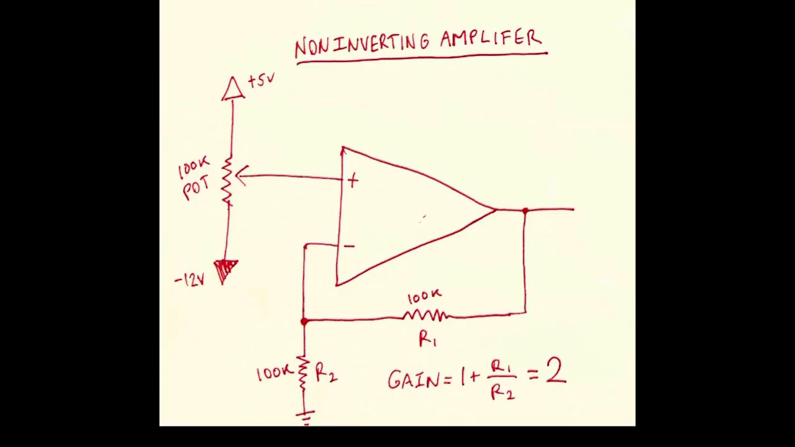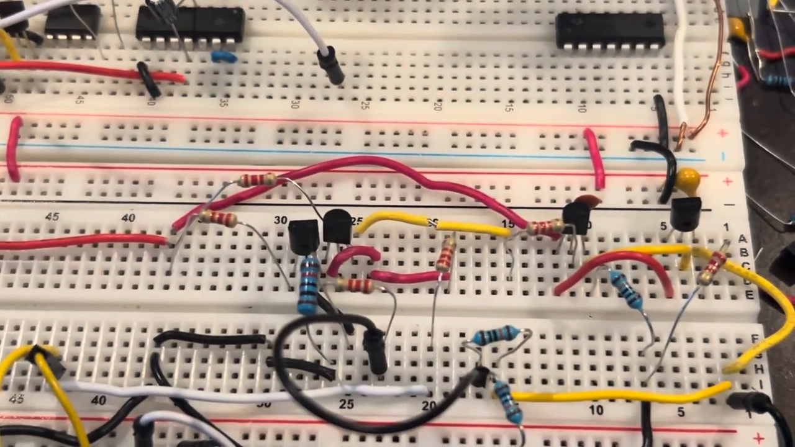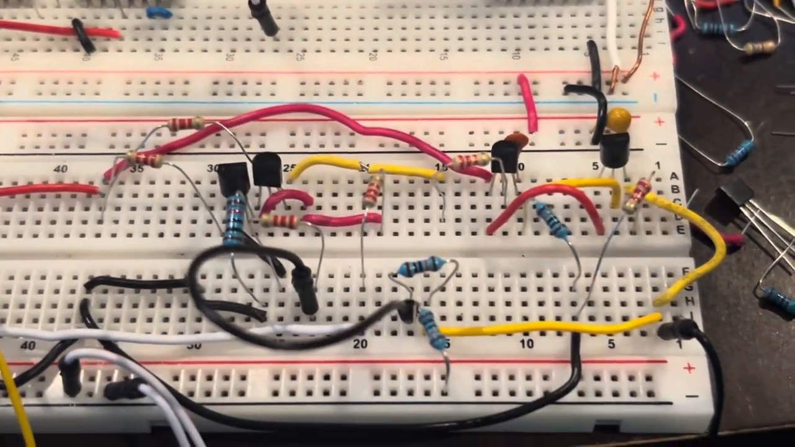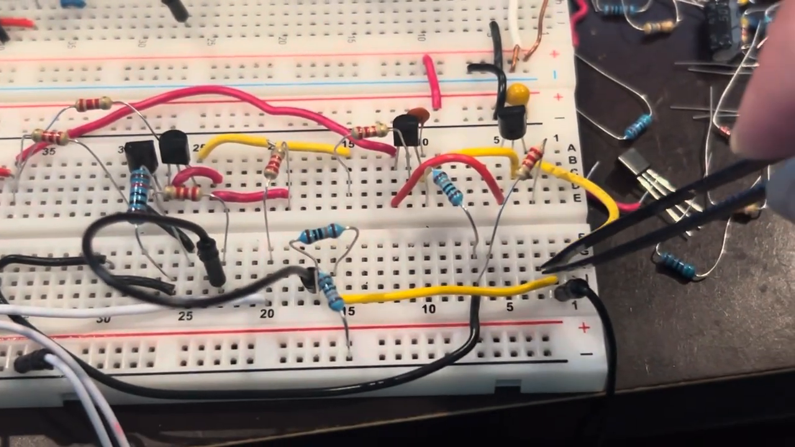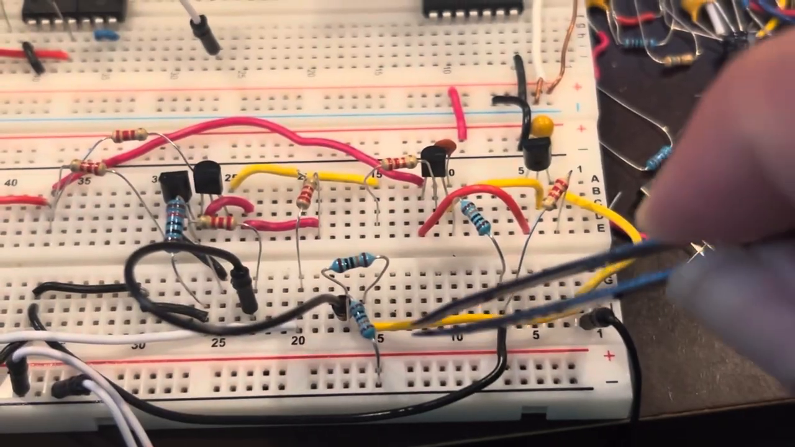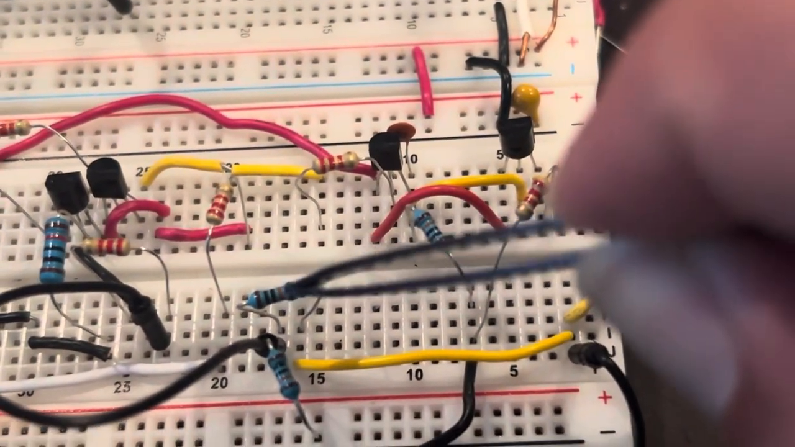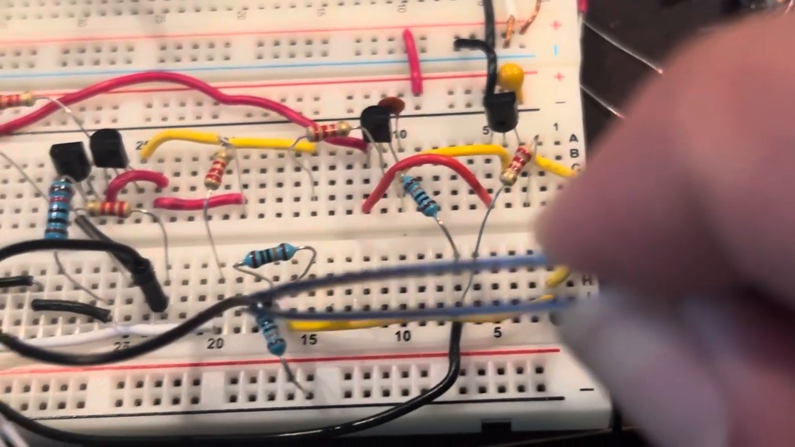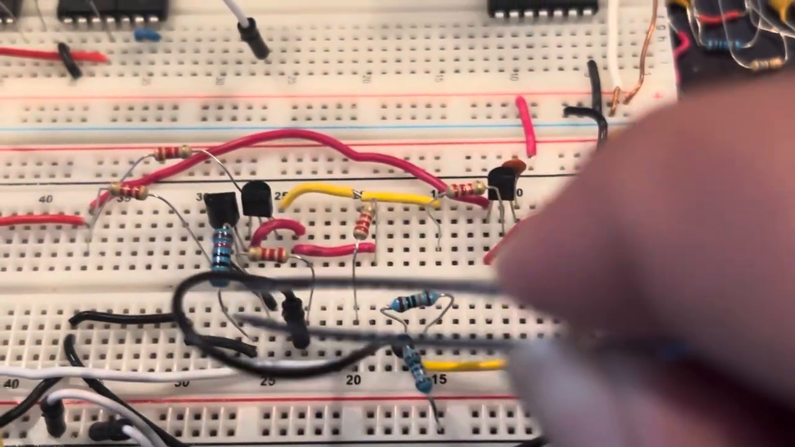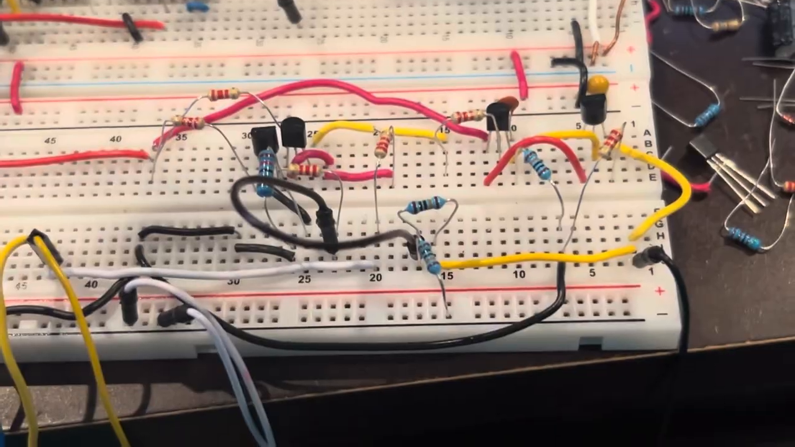Now let's see if we can make this amplify. So now what I've done is I've taken the output here from the DIY op amp, and I've put it through a voltage divider with a 100K resistor and a 100K resistor to ground, and that is going into the inverting input, and so this is going to be a non-inverting amplifier.